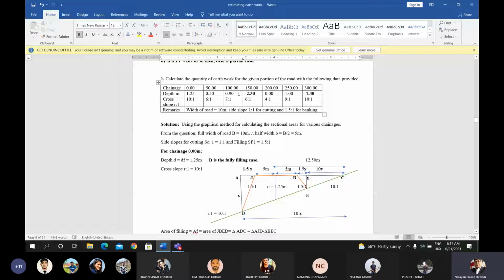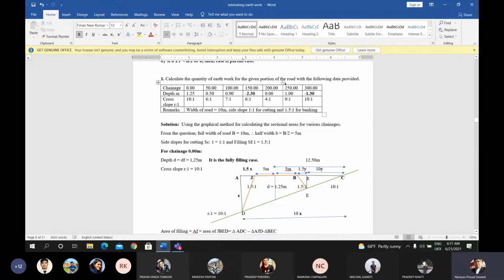The filling section changes to the cutting section from 100 meter to 150 meter, so there must be zero change in between 100 meter and 150 meter. Similarly, from 250 meter to 300 meter, there is also a change of section from filling to cutting. 1 meter height is filling, 1.3 meter height is cutting.